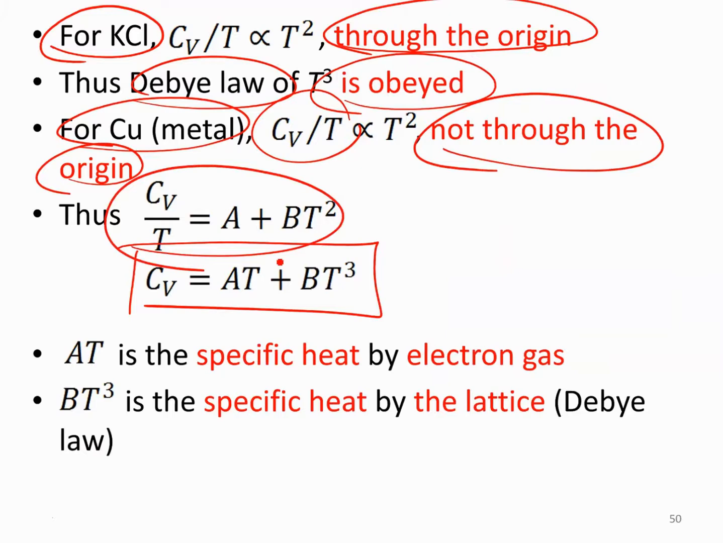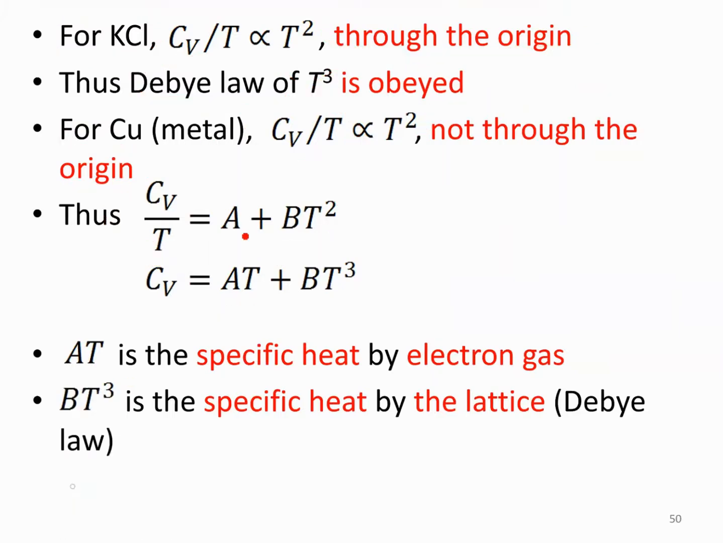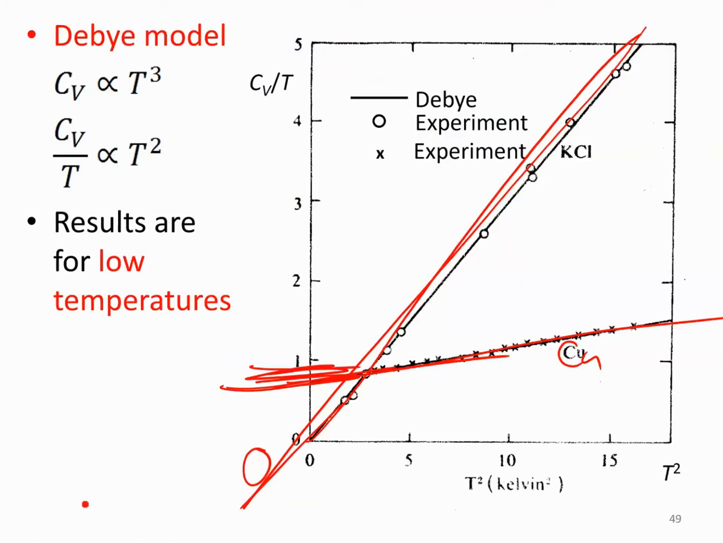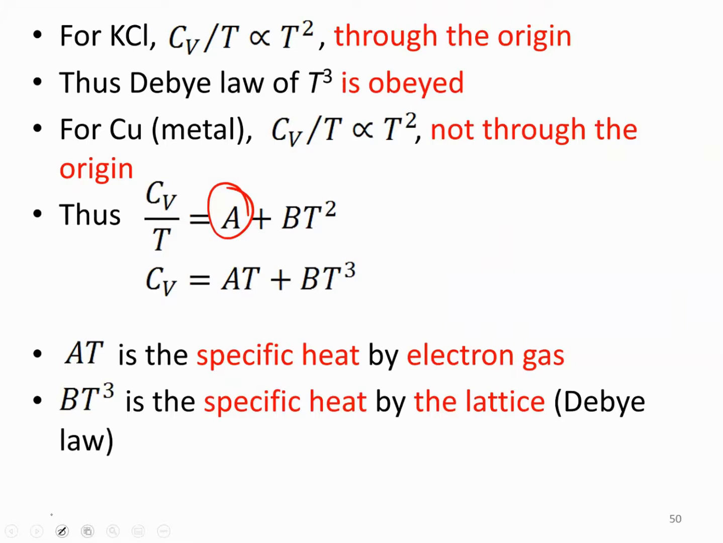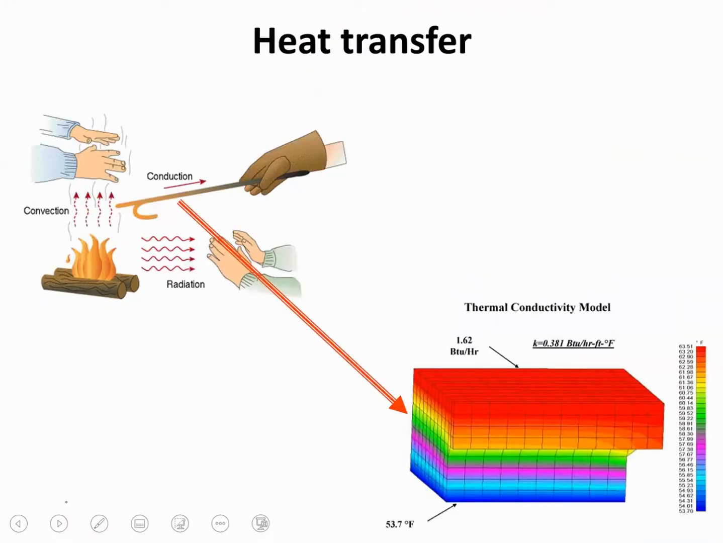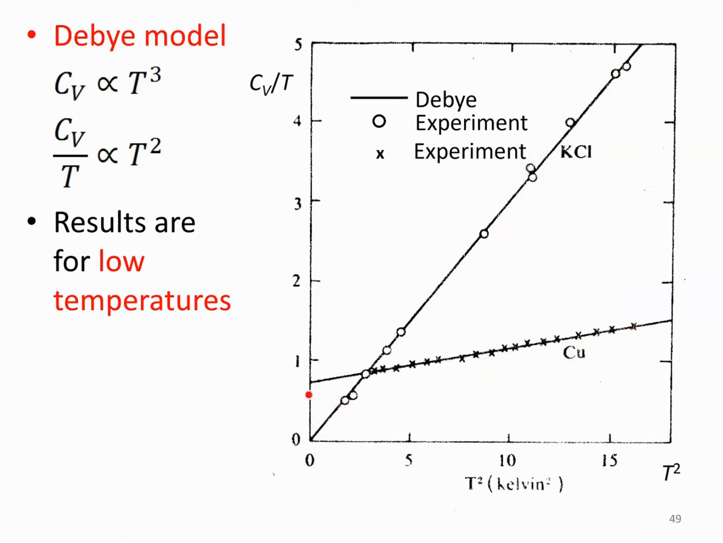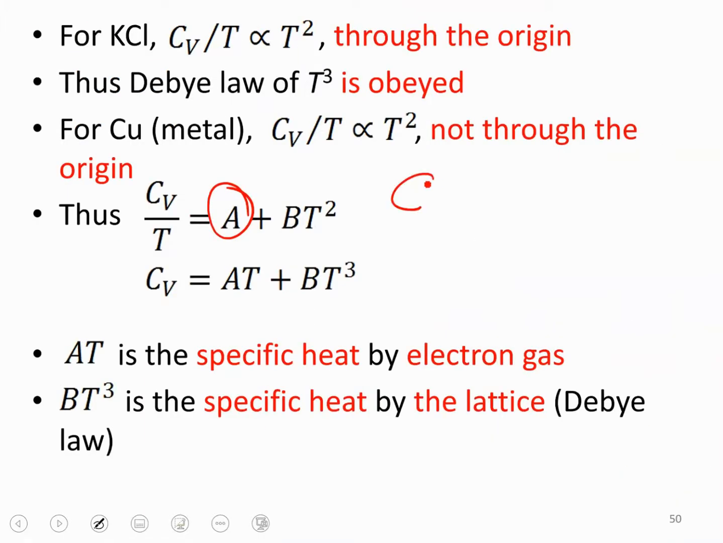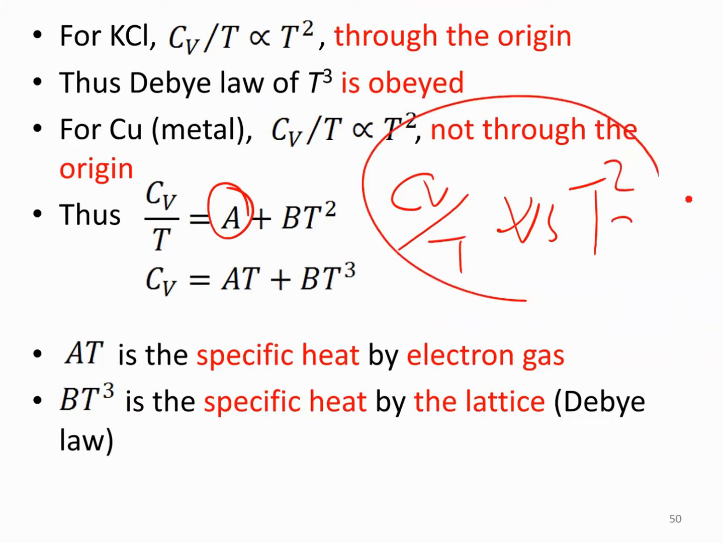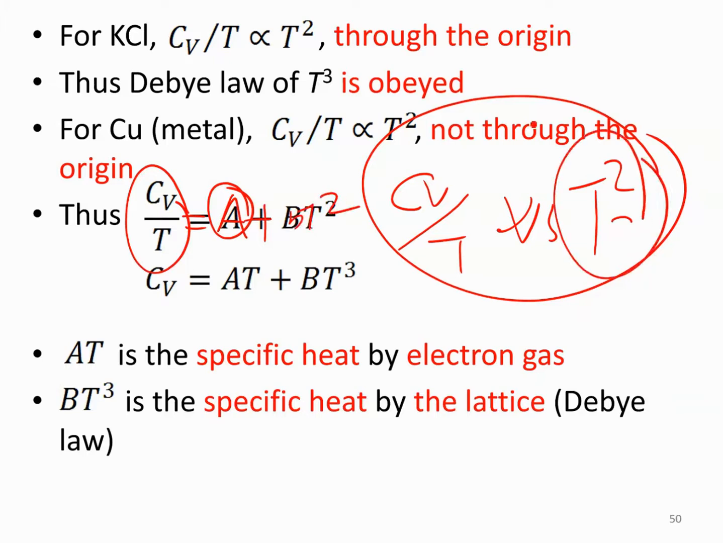So the crossing is at A. This point we consider as A. So CV over T versus T squared, the graph. So CV over T equals A plus BT power of 2, versus T squared.